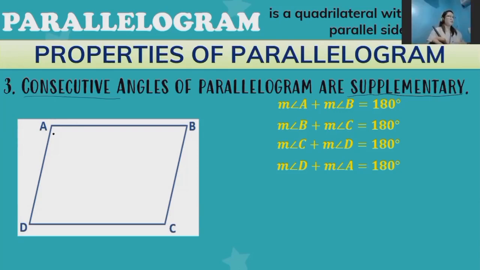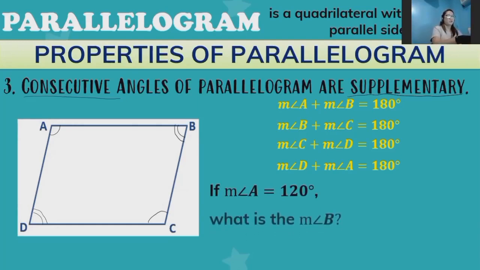That's correct. Very good. Okay, angle A and angle B form 180 degrees, and angle D and angle C also form 180 degrees. So with that, 180 plus 180 is equal to 360 degrees. Okay? So this is my next question. If angle A is 120 degrees, what is the measurement of angle B?